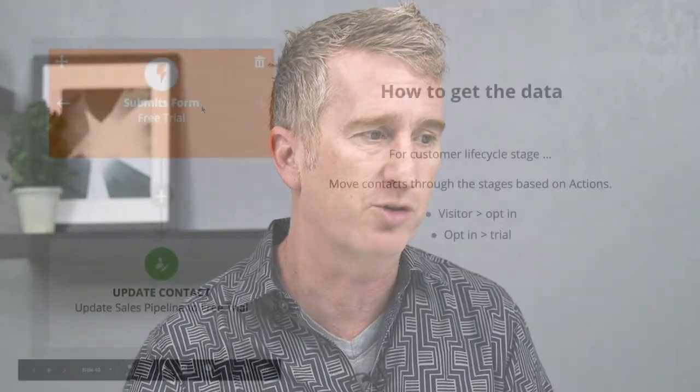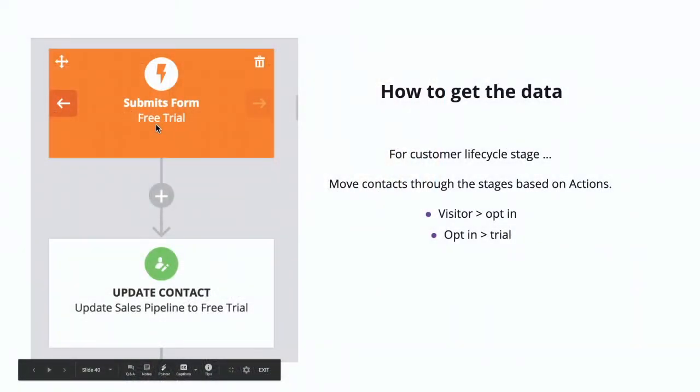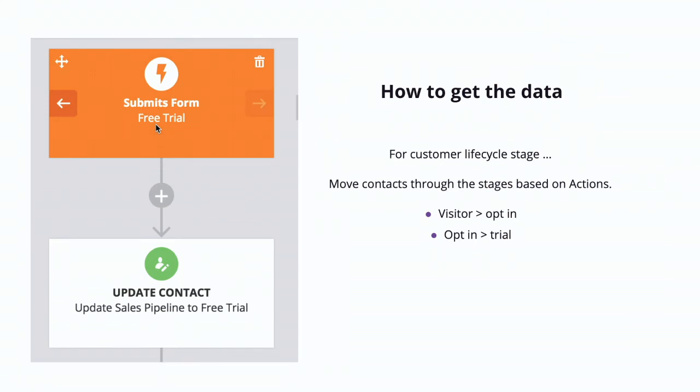In this case, we used a trigger called submits form called free trial, but it might be other ways. It might be like, they scheduled a time in my calendar. When that field is updated, boom, change the stage from new contact to free trial. Now you've got people moving over.